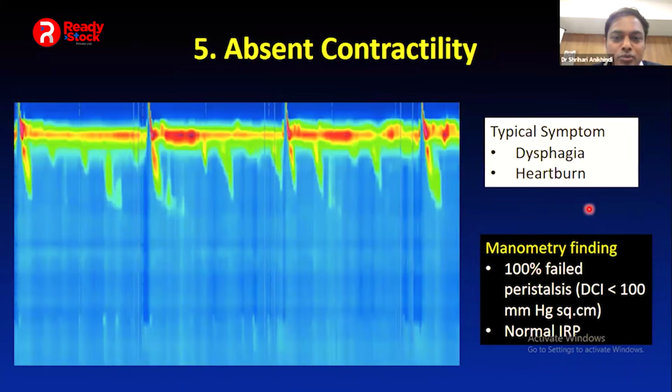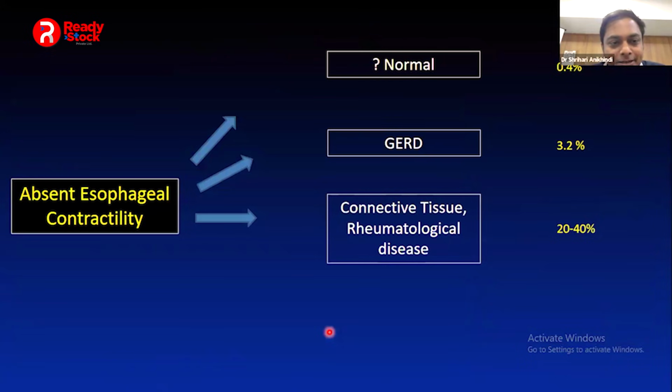So I will not go into much detail on this. Absent contractility again is a situation where the peristalsis is absolutely absent, but here the IRPs are not increased, unlike achalasia cardia. Absent esophageal contractility can be very rarely seen. Unlike ineffective esophageal motility, if you have absent contractility, this is hardly ever normal, a very small proportion. It can be seen in a few patients with GERD. It's pretty common in patients with connective tissue disorders, especially scleroderma.